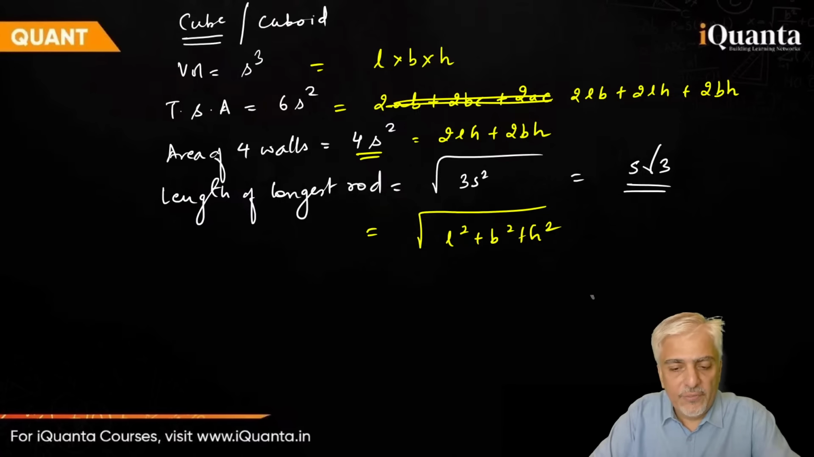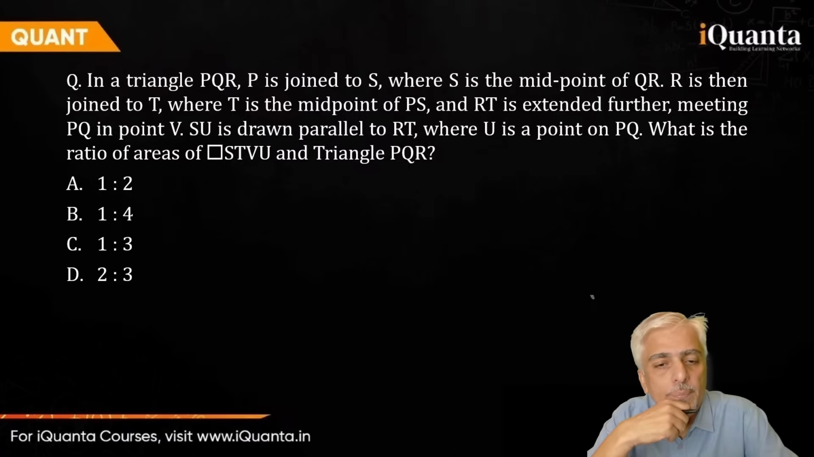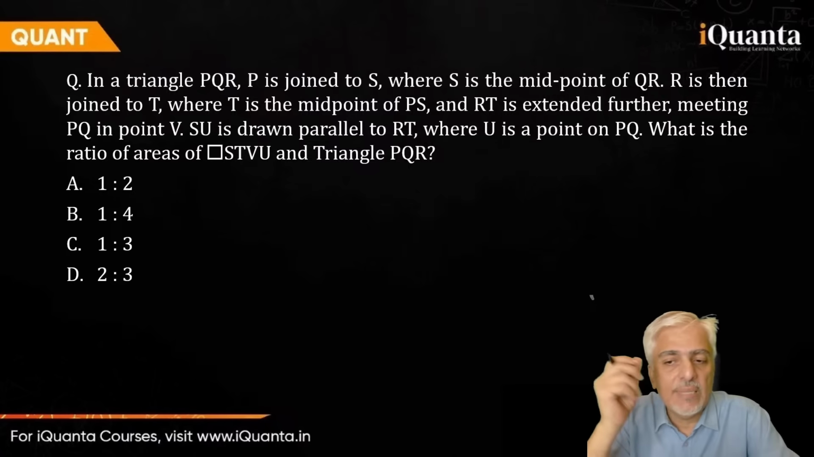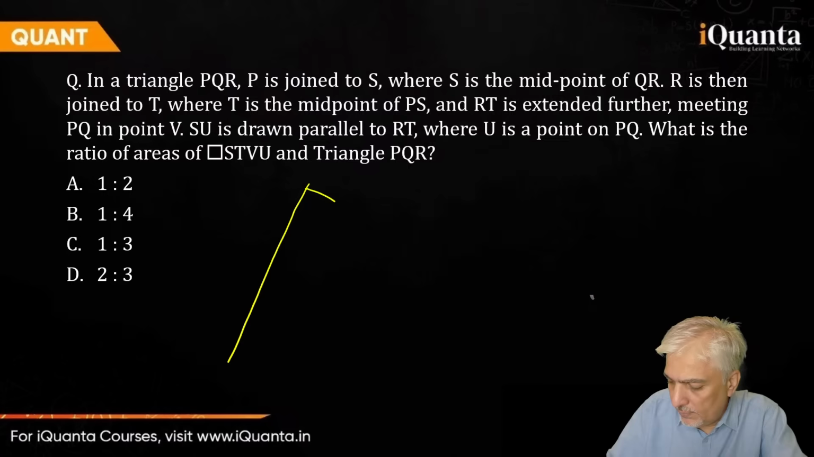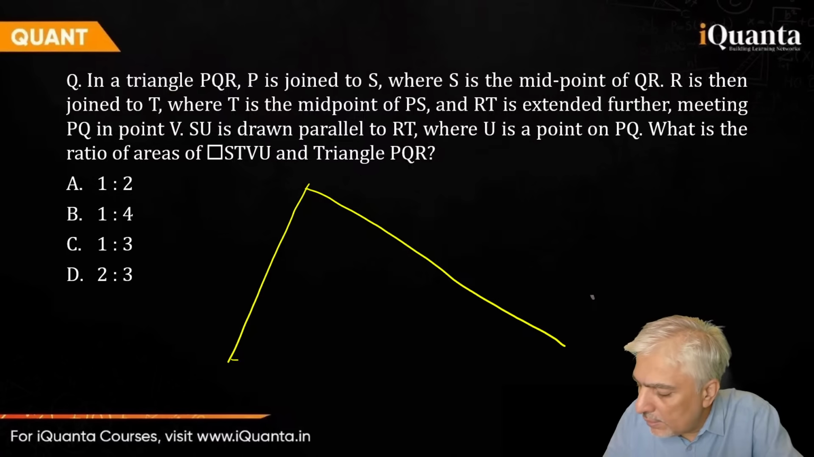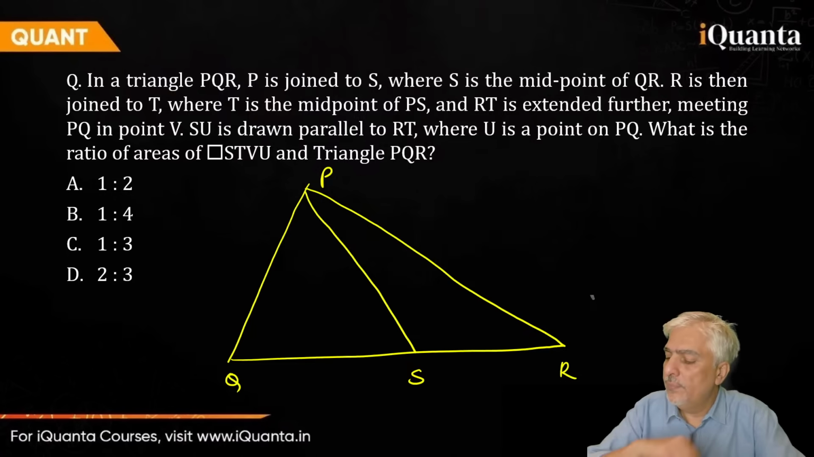Okay, as we go ahead, if we recollect something, we'll keep doing more. Let's start with the first question. And I'm giving you some time to try it. With y'all, I'll be drawing the diagram. In a triangle PQR, P is joined to S, where S is the midpoint of QR. In triangle PQR, so this is the median in short.